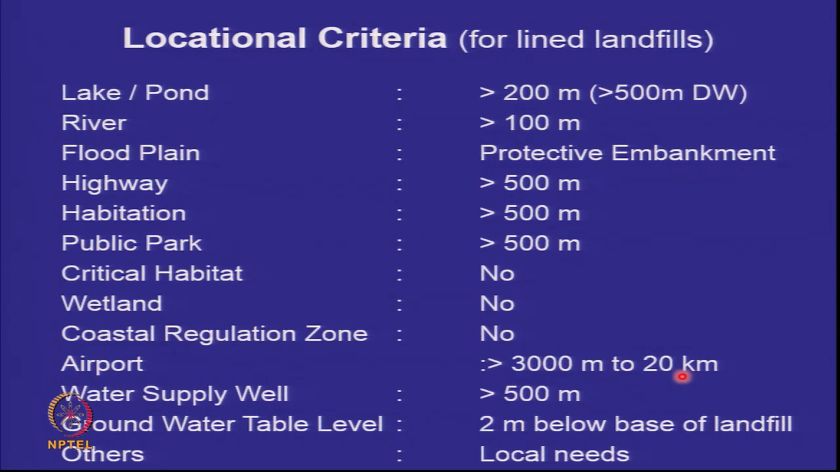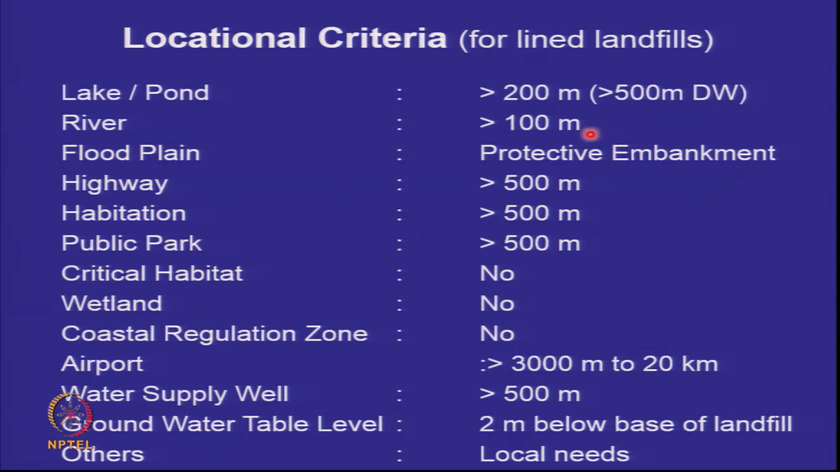I think the Indian regulations are much more stringent. They are talking of being 20 kilometers away. You should be 500 meters away from the nearest water supply tube well. The groundwater table level should be at least 2 meters below the base, and other factors. So in all this, what you are saying is these are the safe distances, minimum acceptable guidelines. And please see, I have put 500 meters from my perspective.